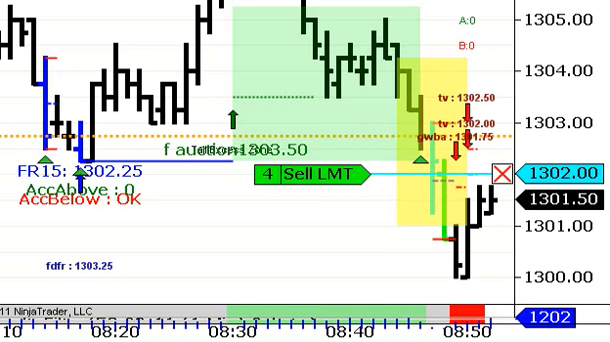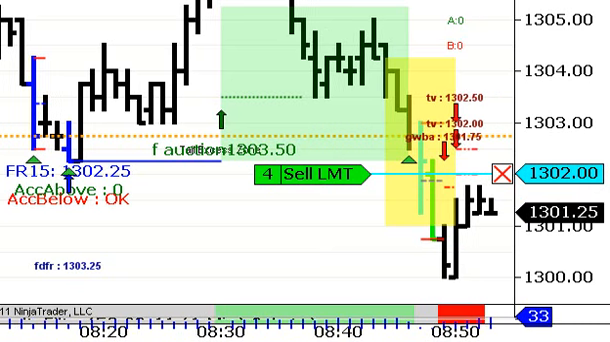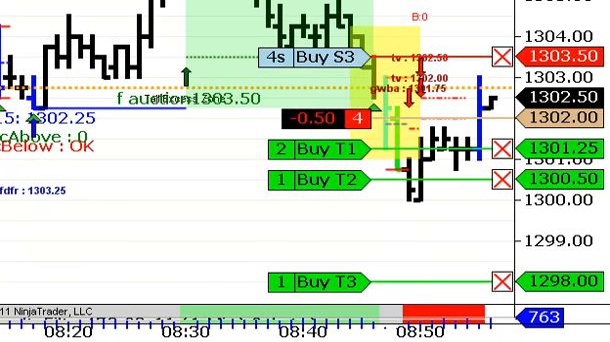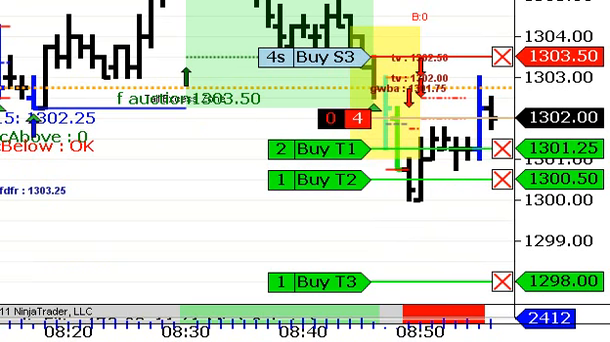Okay, I put an order in here at 1302, and we'll just see. I'm going to pause it and we'll see if we get filled here shortly. Okay, we've just gotten filled at 1302. We have sold 4 contracts. I'm sorry, yeah, 1302, and our protective buy stop, you can see there, is at 1303.50.